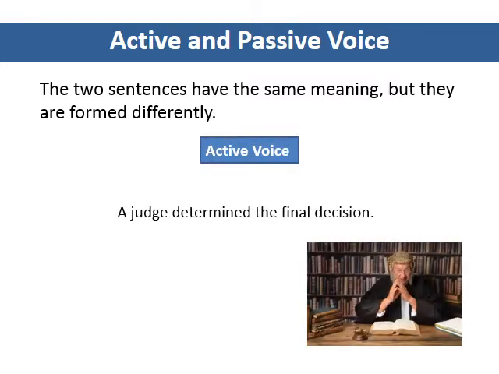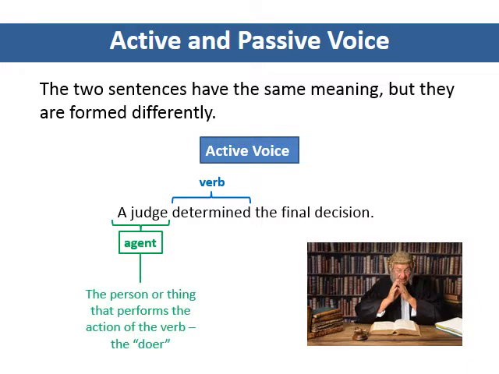In this sentence, the writer uses the active voice. When we use the active voice, the agent is the subject of the sentence. It comes before the verb. In this sentence, the subject is the judge and the verb is determined. The agent is the person or thing that performs the action of the verb. The agent may also be called the doer of the action.